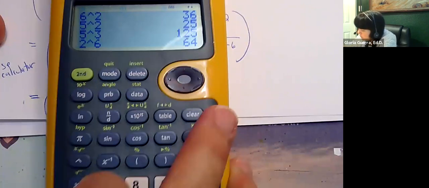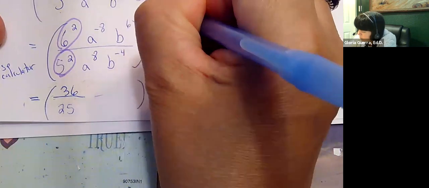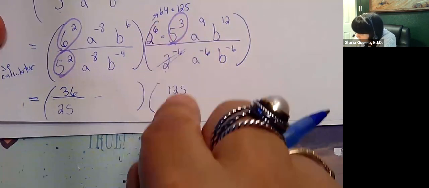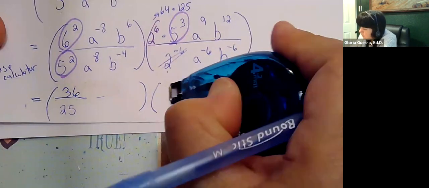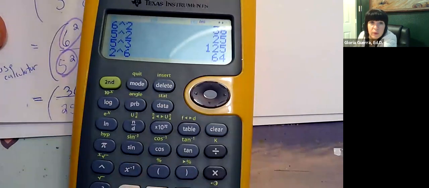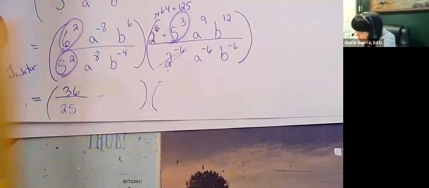And now this is going to be 64 times, and this remember was 125. This is 64, and now this is 125. So it's a big number. 64 times 125, wow, is 8,000. Okay.